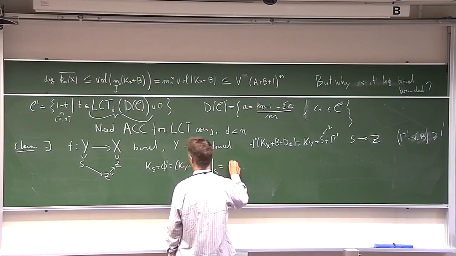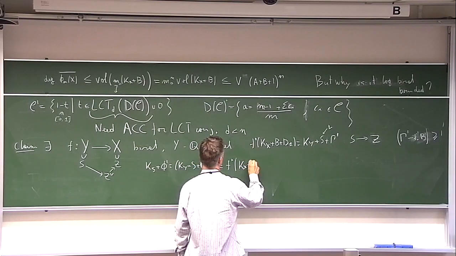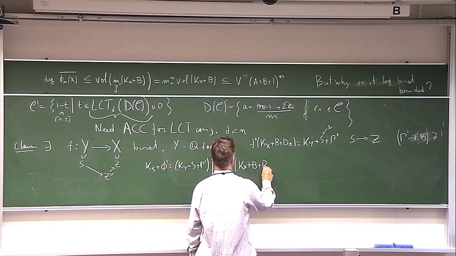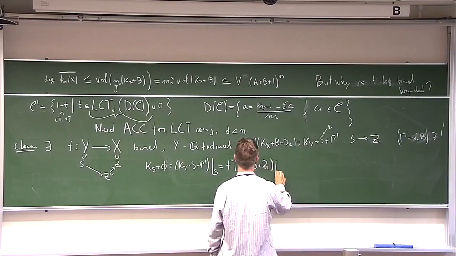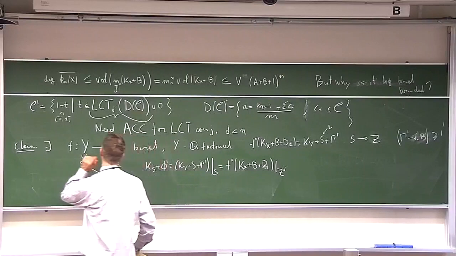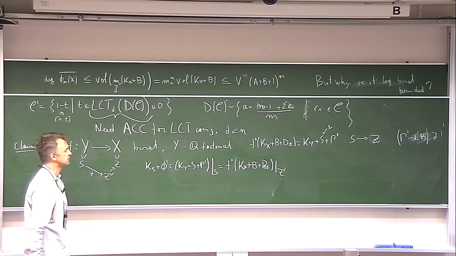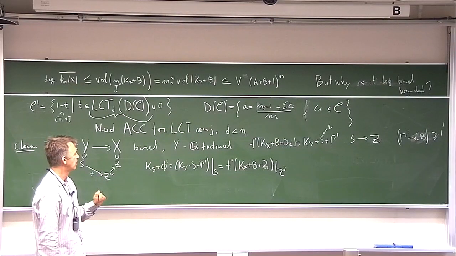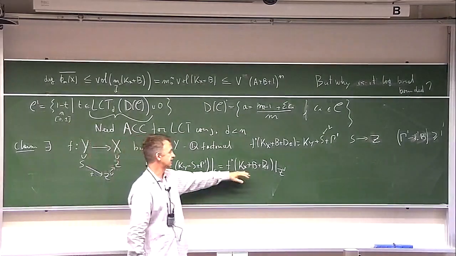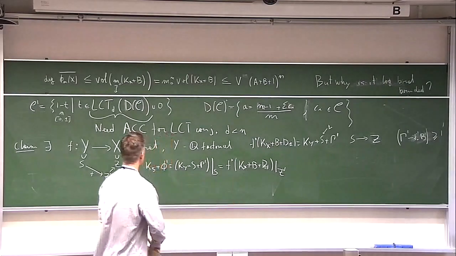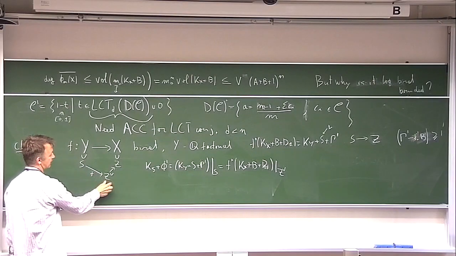And this is the pullback of the restriction of kx plus b plus d1 to, let's say, z nu. I'm calling both this map and this map f, just by abuse of notation. So if I can understand how this arises as a pullback from Z nu, I can write this restriction. I know that this is Q-linearly equivalent to the pullback of a divisor on Z nu.